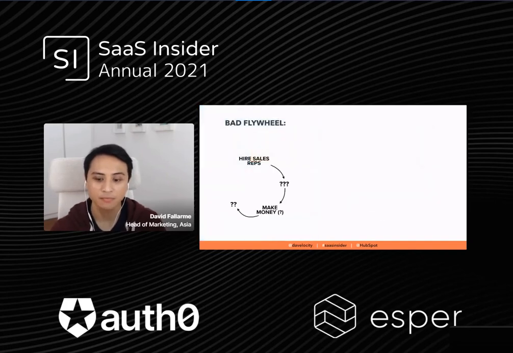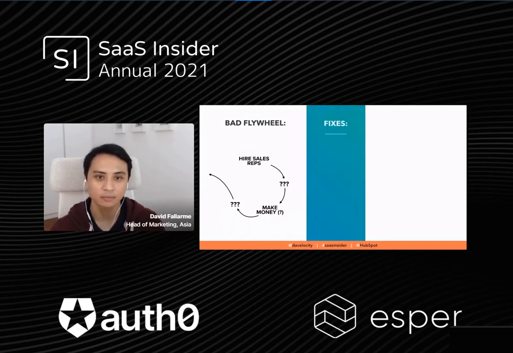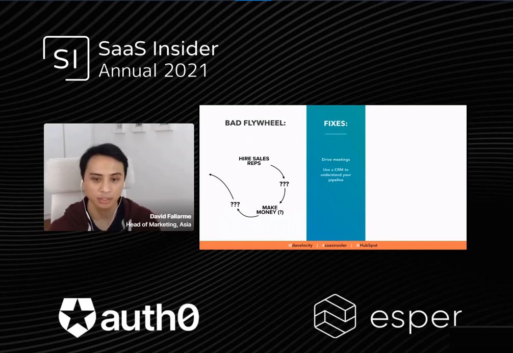All right, so a recap of a bad flywheel looks like this because it says that I need to hire a bunch of sales reps, something magical happens and I make money, and then something else happens, right? So how do you go from bad flywheel to a good flywheel? You have to make sure there's a focus on driving meetings. One of the ways to do that is to have a meeting booking tool or just having some kind of email tracking software to know as a sales manager that you are able to drive meetings predictably.